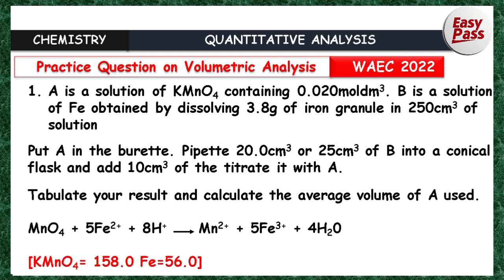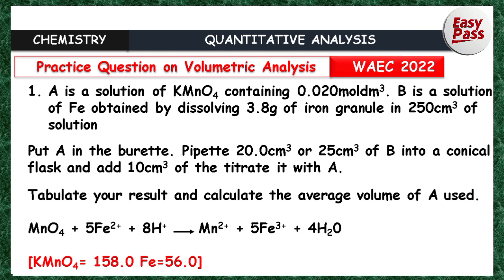According to the assignment, A is a solution of potassium permanganate (KMnO4) containing 0.02 mole per dm³. B is a solution of iron(II) obtained by dissolving 3.8 grams of iron granule in 250 cm³ of solution. Put A into the burette, pipette 20 or 25 cm³ of B into a conical flask and add 10 cm³ of H2SO4. Titrate it with A. Tabulate your readings and calculate the average volume of the acid used.